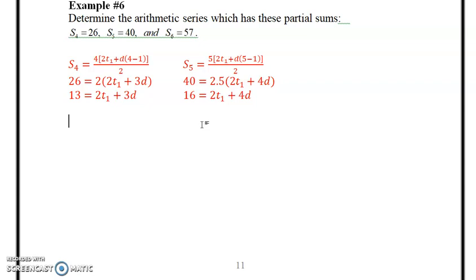So what we're going to do is take the second equation and subtract the first. That'll just keep everything positive. Again, it doesn't matter the order in which you do that. So we take the first equation and we subtract the second equation.